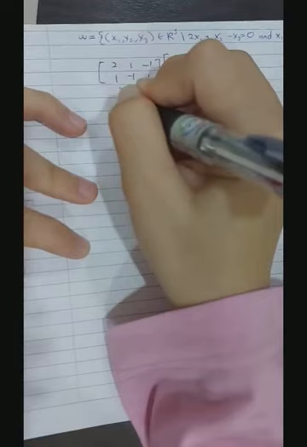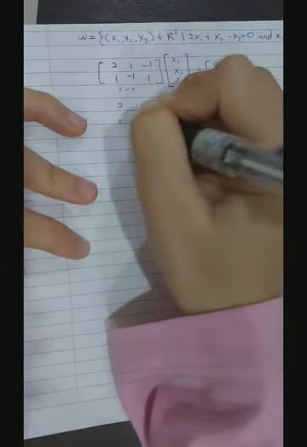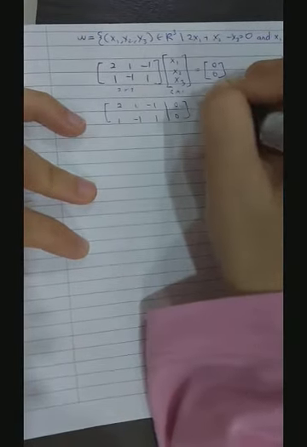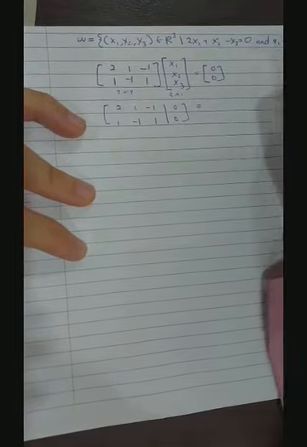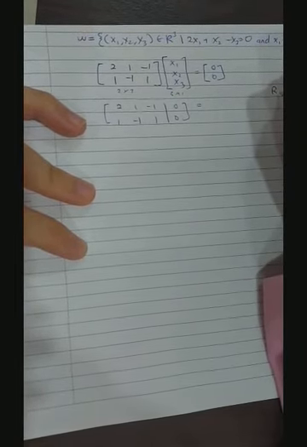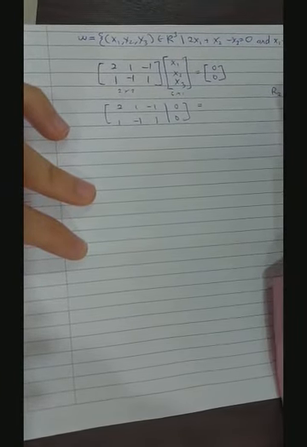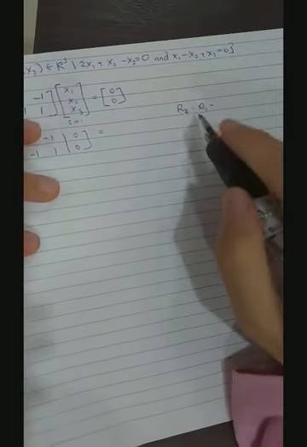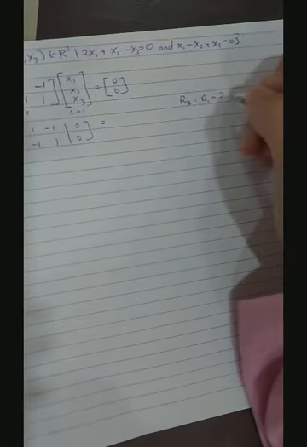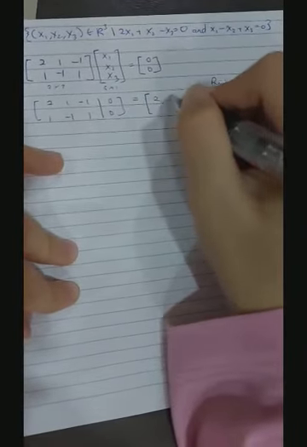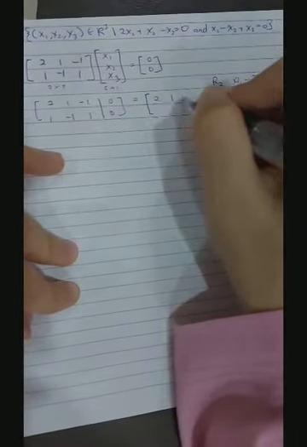So we have 2, 1, negative 1, 1, negative 1, 1, 0, 0. From here, I'm going to do R2. The new row for the second row, R2, will be, we take R1 minus, I'm sorry, we take R1 minus 2 times R2. Okay, so the first row remains the same, 2, 1, negative 1, 0.